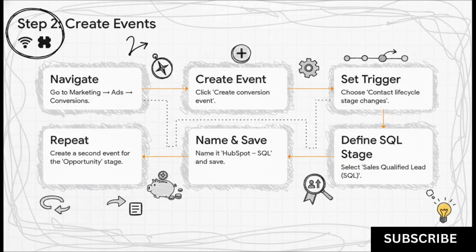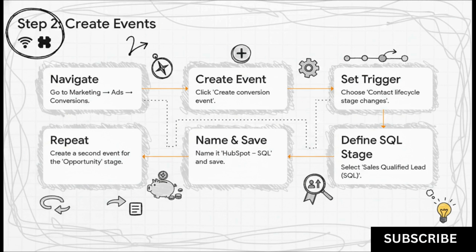Back in HubSpot, navigate over to Marketing, then Ads, and this time find the Conversions tab. Click on Create Conversion Event. Now here's the magic part. For the trigger, you're going to choose Contact Lifecycle Stage Changes. For your first event, pick the stage Sales Qualified Lead. Give it a clear name, something like HubSpot SQL, and save it.